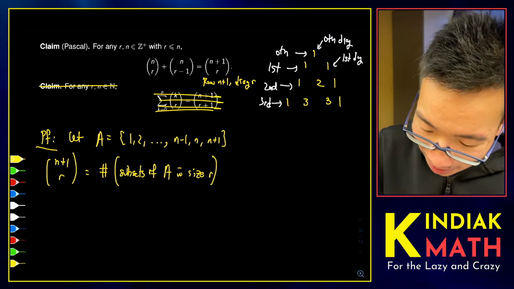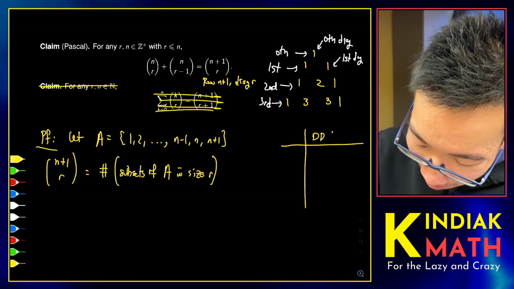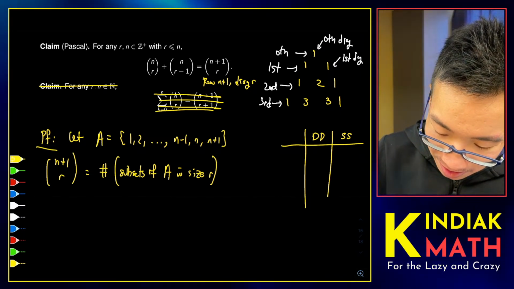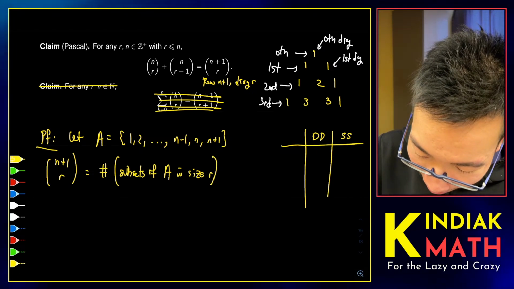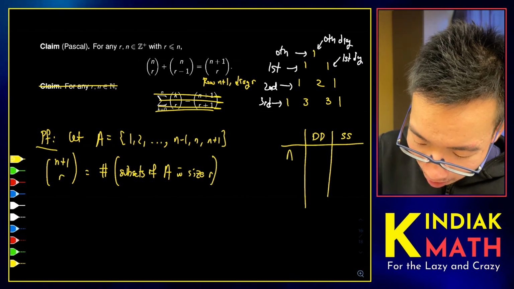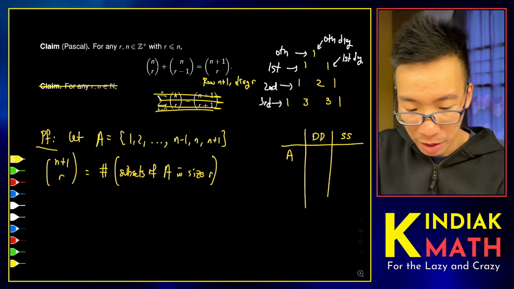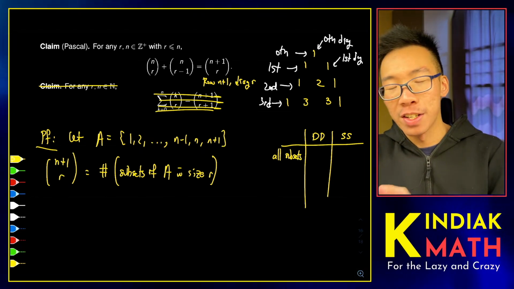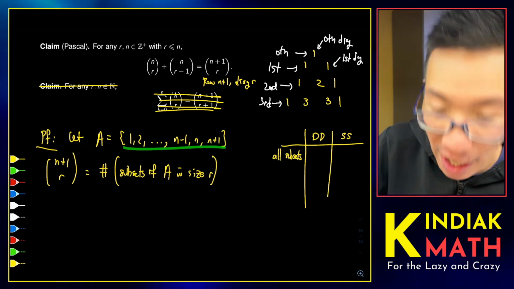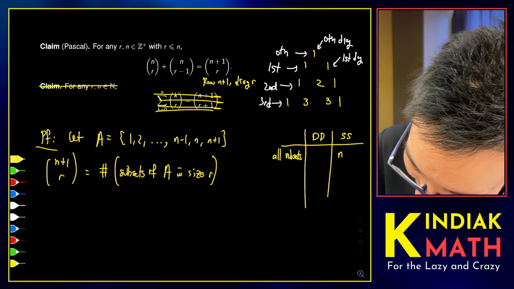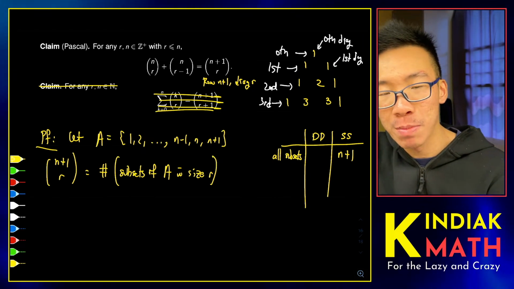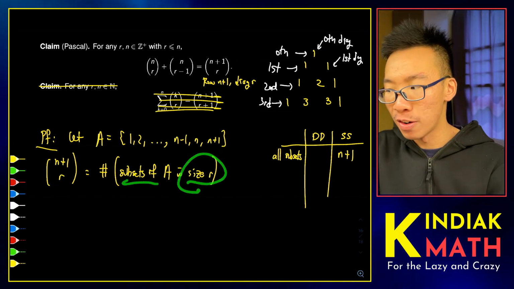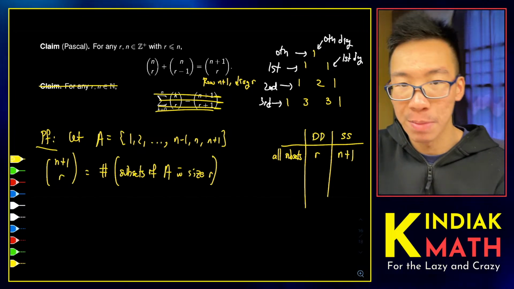Now I like to think of it this way. I like to draw what we call a demand and supply table. So the idea is that for this particular number of subsets of A with size r, well, how many items can we choose from? We have a total of n plus 1 items. So that's essentially what we call the supply. And then how many items do we want to include in the subset? The subsets all have size r, so they have all r items. So the demand is going to be r.